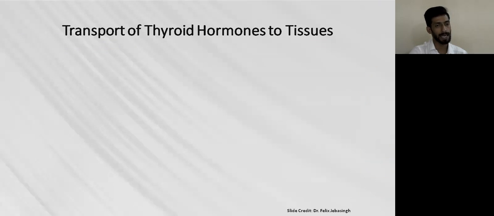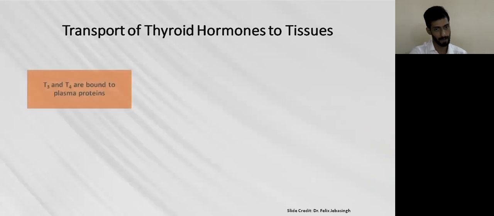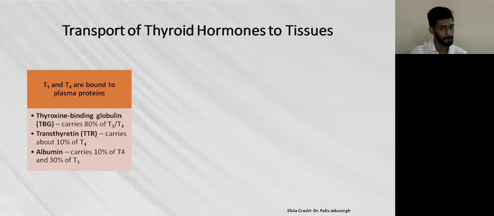Now, once it reaches the capillaries, how do they reach the tissues that it needs to act? The most important thing to remember is they are mostly carried by plasma proteins to which they are bound. The most important plasma proteins are thyroid binding globulin, transthyretin and albumin. Albumin is probably one of the least important when it comes to thyroid. TBG is the more important one.